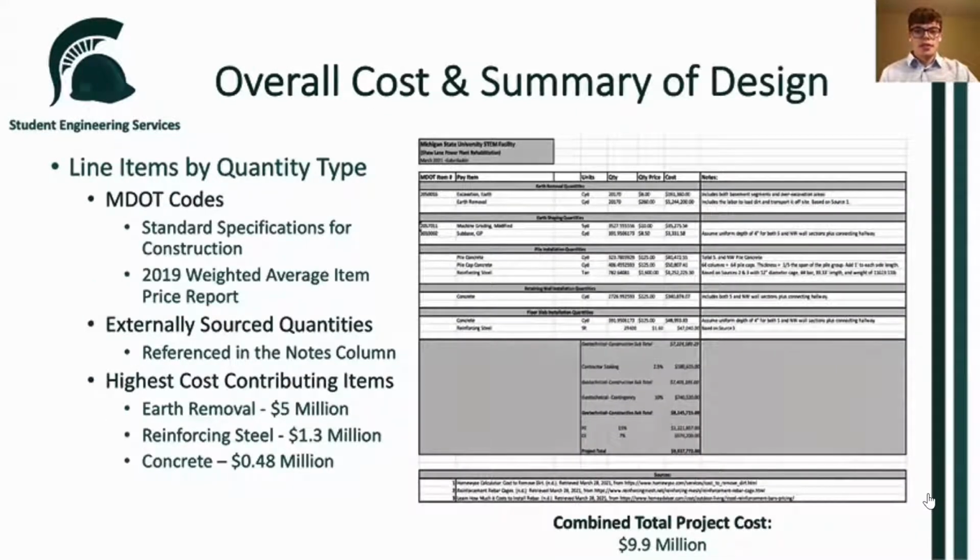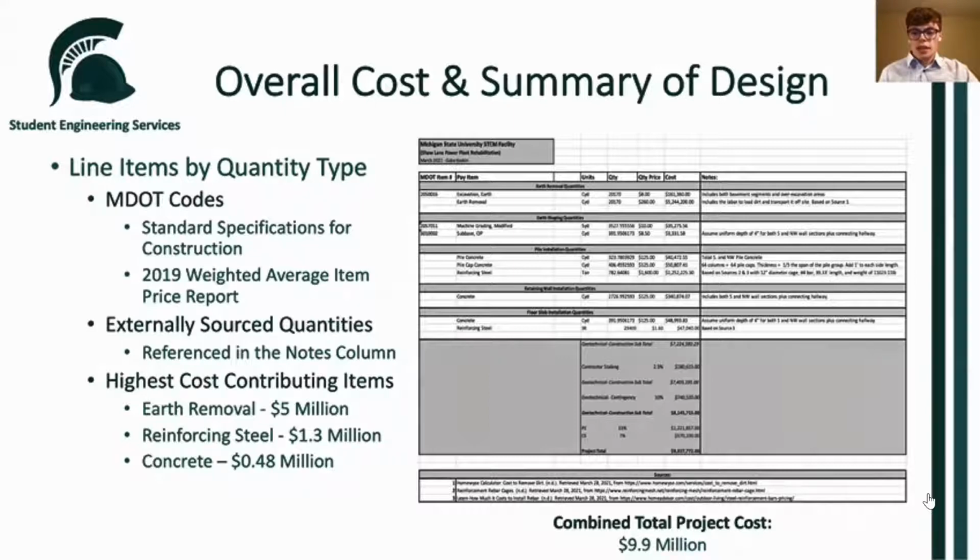So with the finalized designs completed, cost is the remaining key factor when it comes to constructing the new STEM facility. An attached breakdown of numerous pay items relating to this rehabilitation project can be found to the right. Here are several codes listed for line items taken directly from the 2019 MDOT Weighted Average Item Price Report. For quantities estimated based on other external sources outlined in the notes column, item numbers are not provided. However, a summary of the assumptions can be found in this aforementioned column.